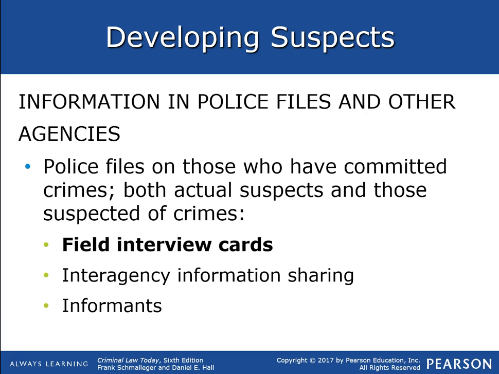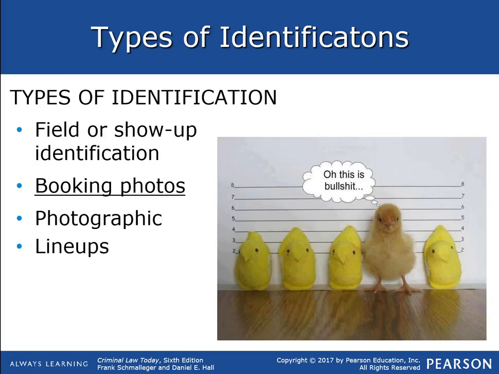They couldn't really prove it, but yet they filled out this card, which indicates the person's personal information, their name, their address, their date of birth, what they were wearing, why they were stopped, etc. And those are put into a computer bank, and that can actually help you develop a suspect as well. Interagency information sharing and informants, all of these things are very good to help you develop a suspect.